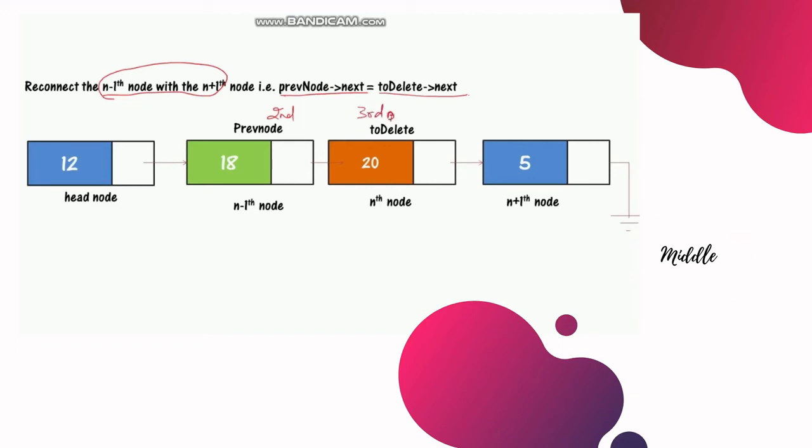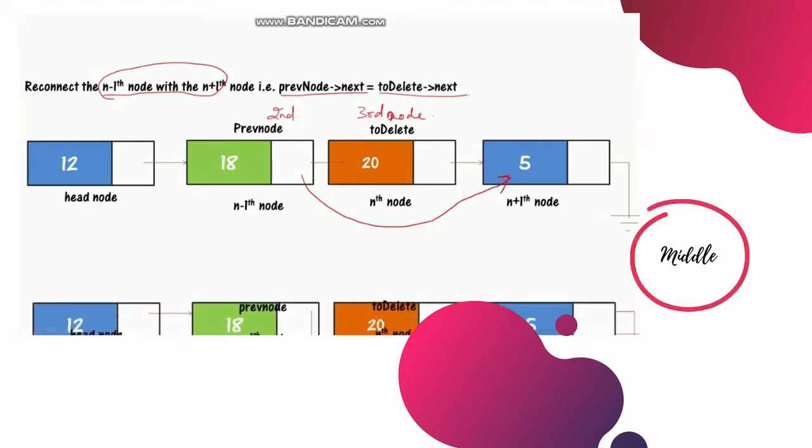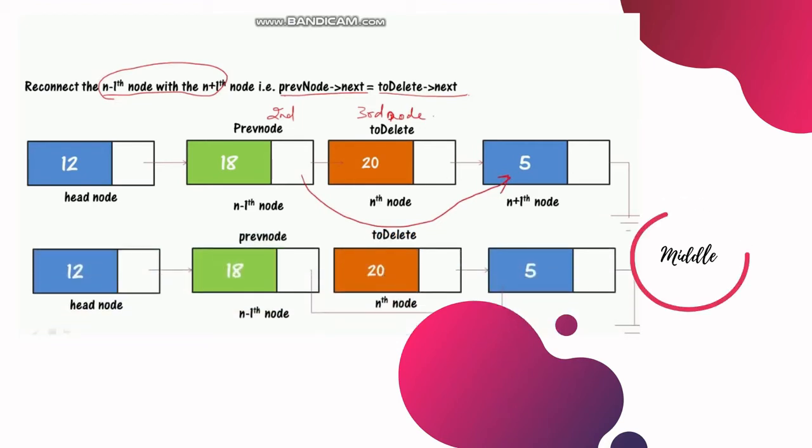So what we are doing here is we are updating the next of this previous node to the next of the nth node, that is n+1th node. So here you can see that this particular node is being deleted, wherein the next of the previous node is being updated with the next of the n+1th node.